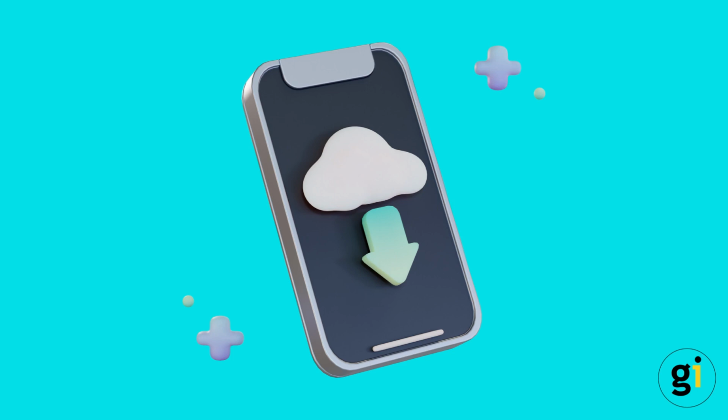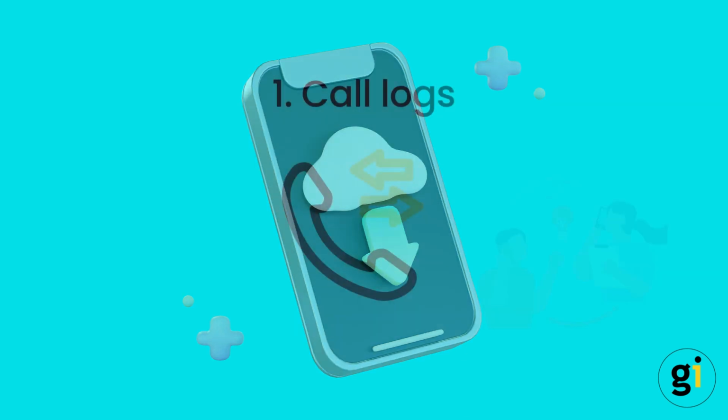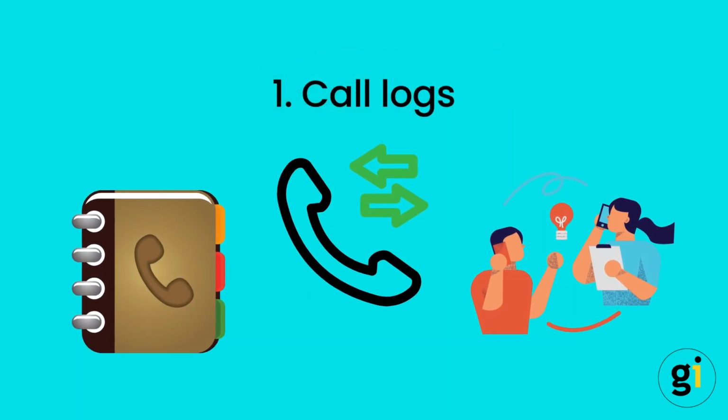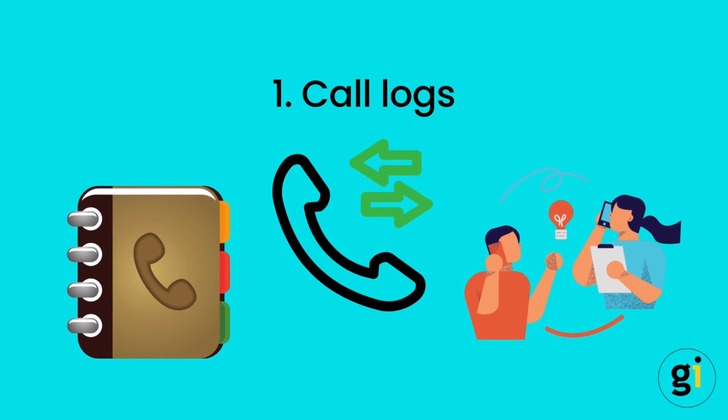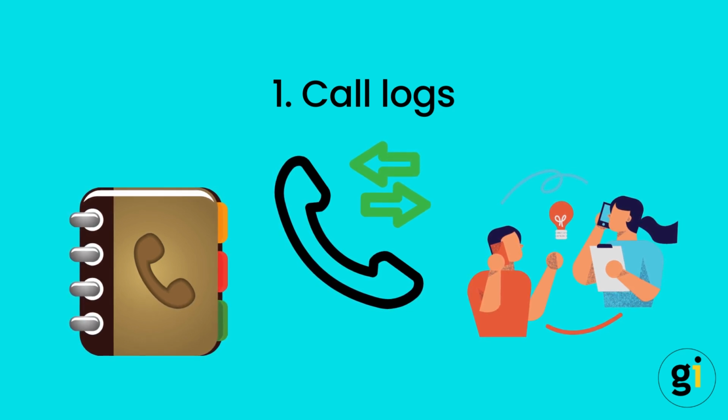Mobile devices leave behind a wealth of artifacts that can provide valuable evidence in investigations. These artifacts include: 1. Call logs. Call history records provide details about incoming and outgoing calls, including timestamps, duration, and contact information.